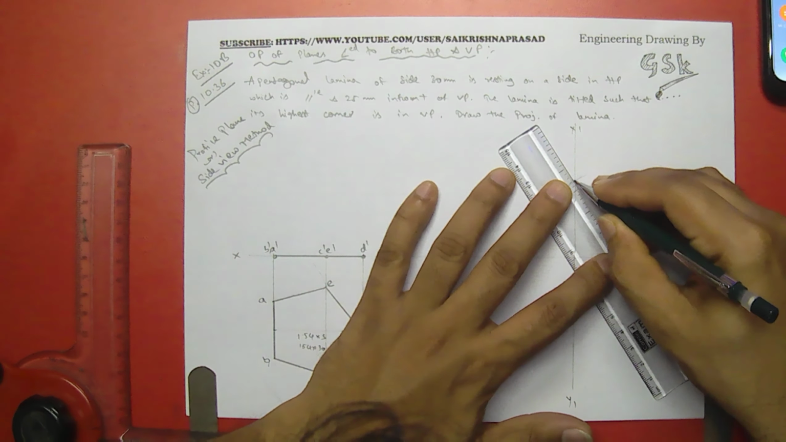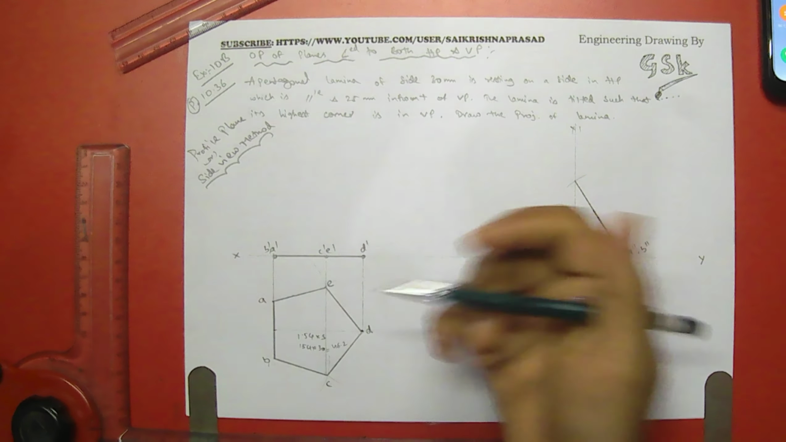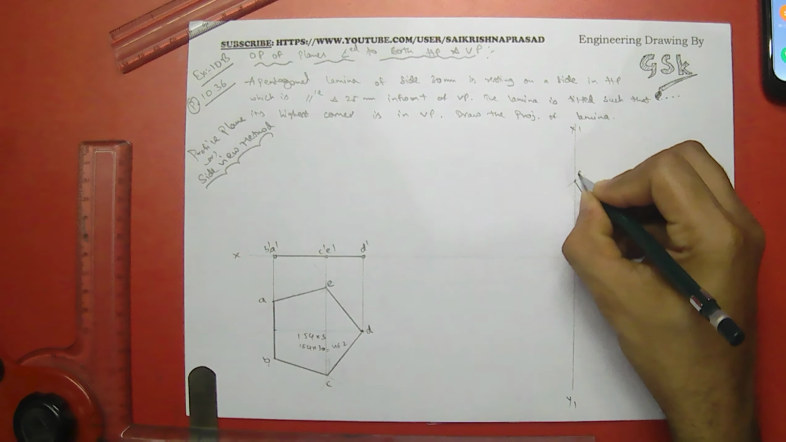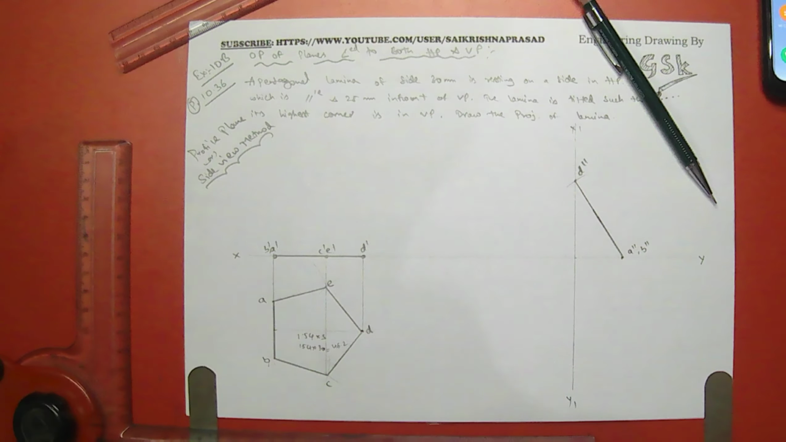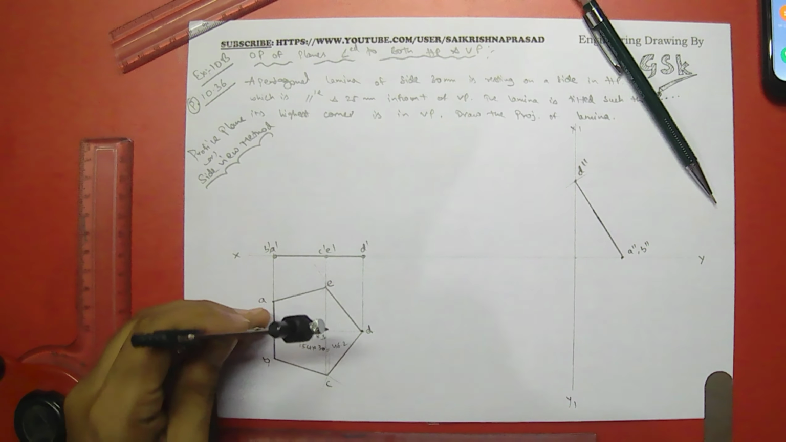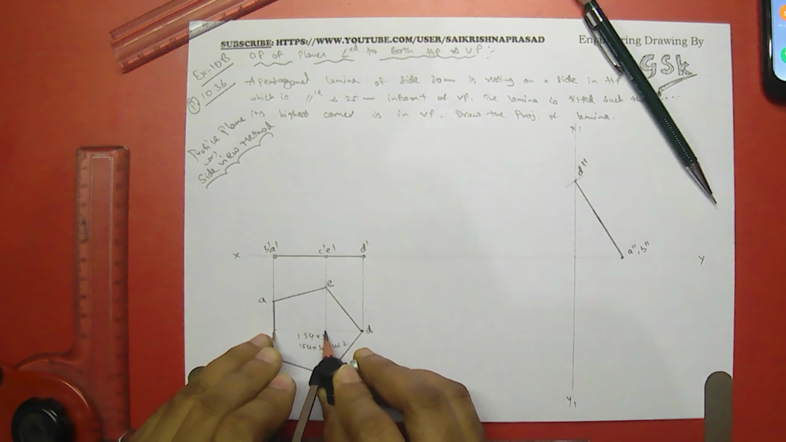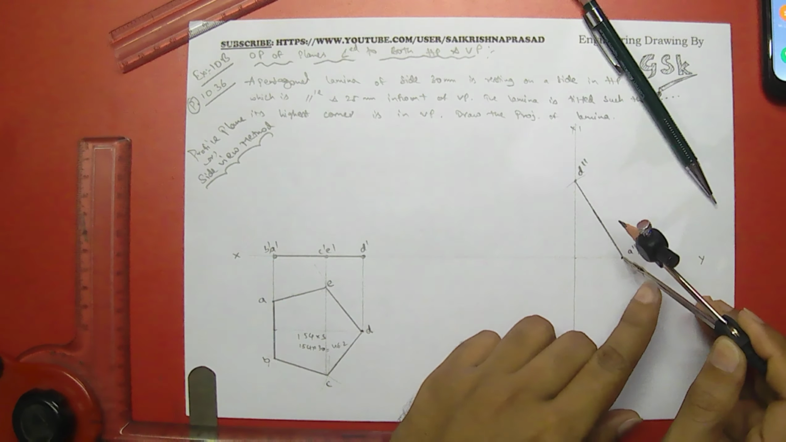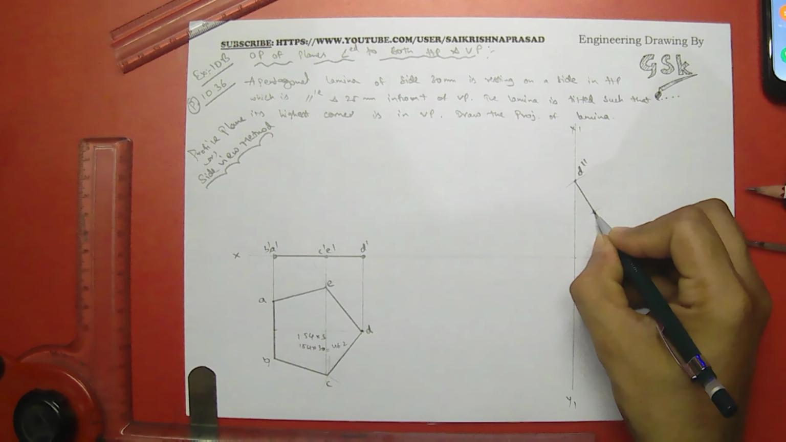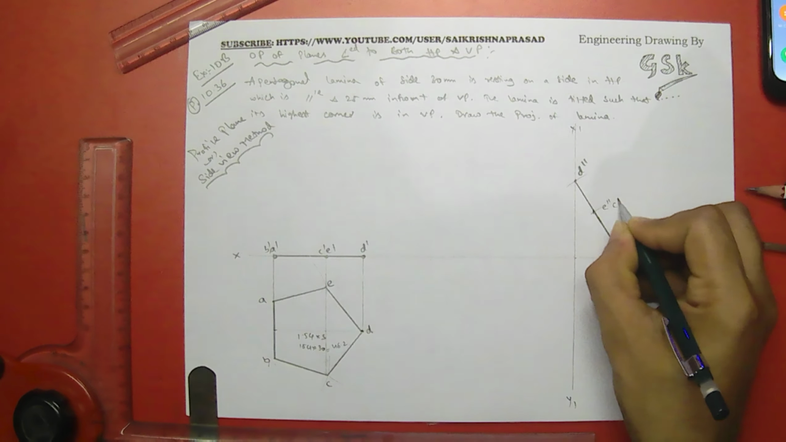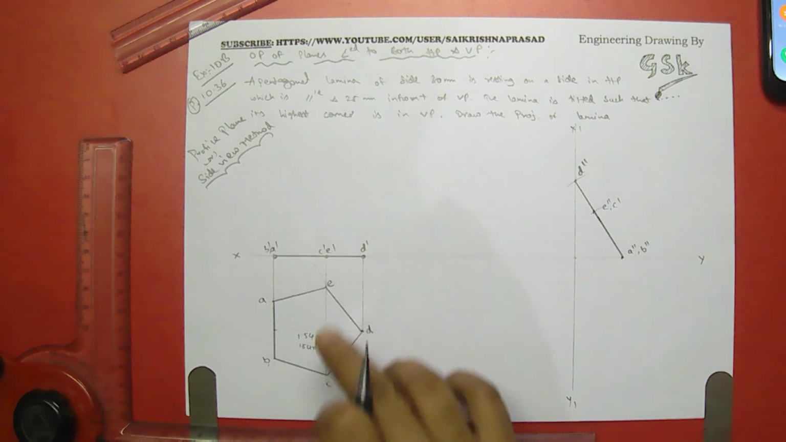Now this becomes the side view of our pentagonal lamina. This is D double dash, and where I can locate this. So you got a line. From this, measure this distance, and from here mark it. So this will become E double dash, C double dash.